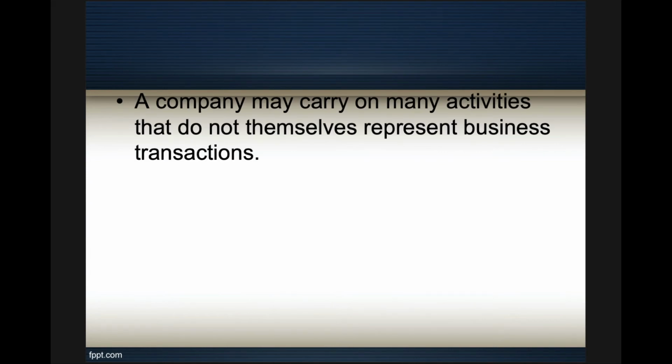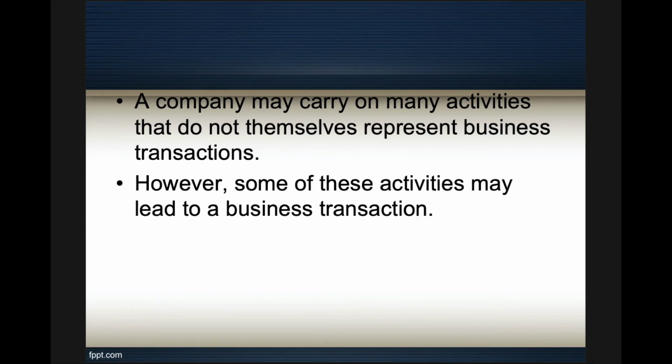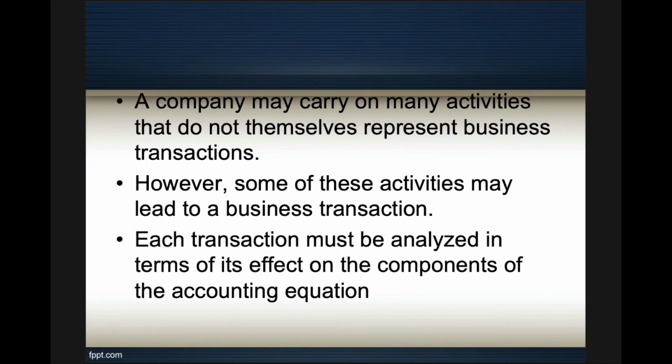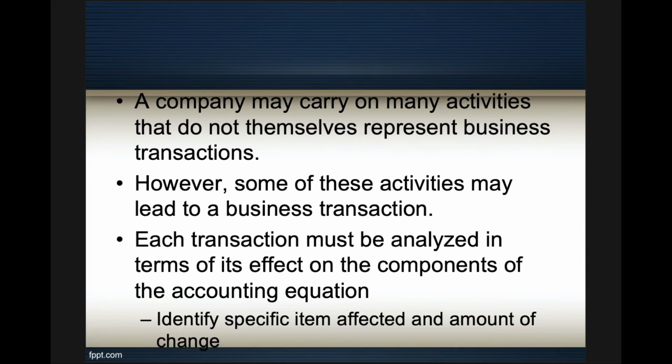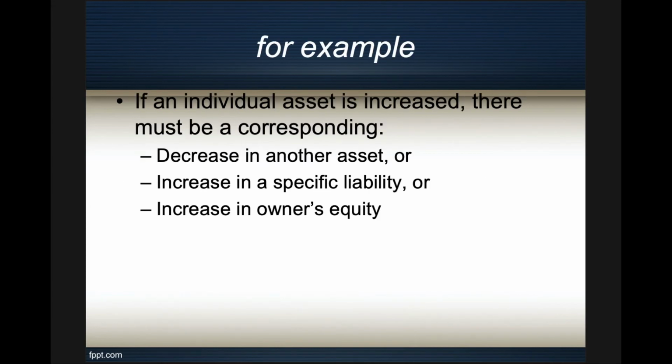So a company may carry on many activities that do not themselves represent business transactions. So that is why in transaction analysis, we have to analyze carefully, because some of these activities may lead to a business transaction, and each transaction must be analyzed in terms of its effect on the components of the accounting equation. So we have to identify the specific item affected and the amount of change in every transaction that we are going to analyze. Let's say, for example, if an individual asset is increased, like you purchase supplies, you purchase equipment for your business, there must be a corresponding decrease in another asset.